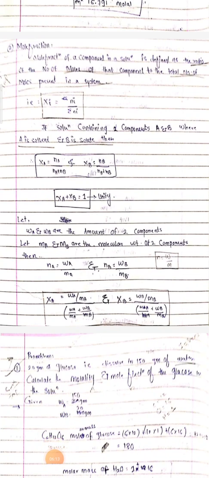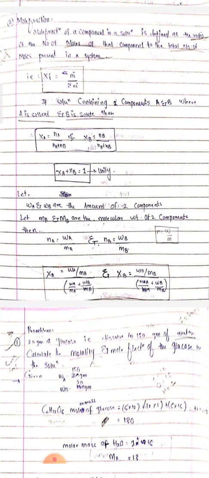Xa is equal to Na upon Na plus Nb, and Xb is equal to Nb upon Na plus Nb. Xa plus Xb is equal to 1. Remember that the sum of the mole fractions of all the components in the solution is always unity. That may come for the MCQ.